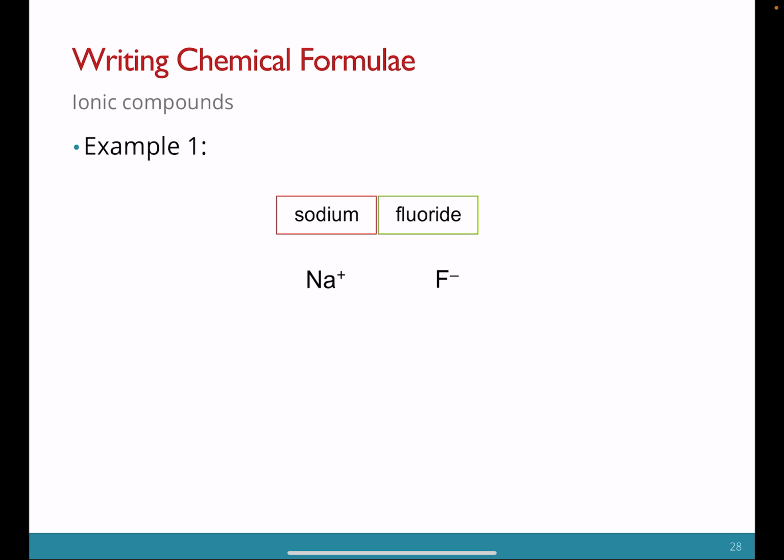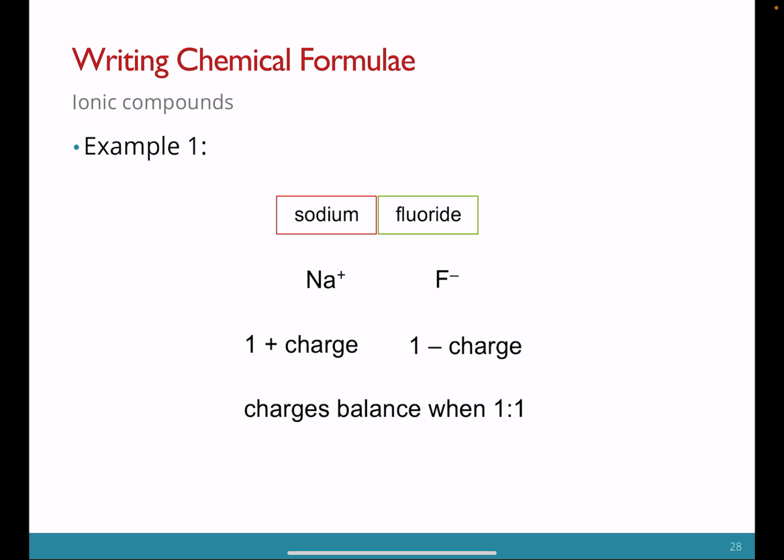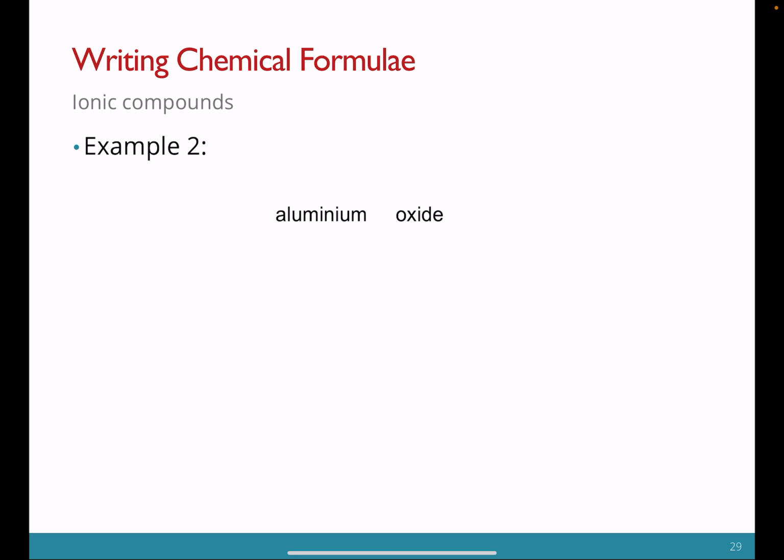Now that you know the formula of its ions, how can I write the formula of its compound? Notice that they have one positive charge and one negative charge respectively. Hence, the charges will balance when the ions exist in the ratio of 1:1. So, the formula is just simply NaF.